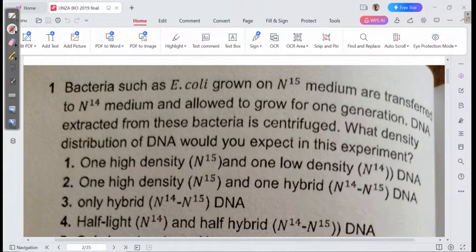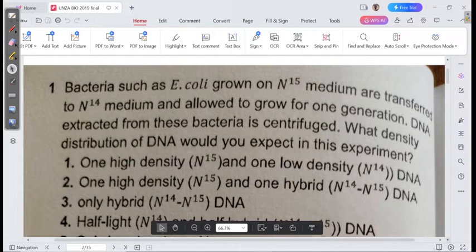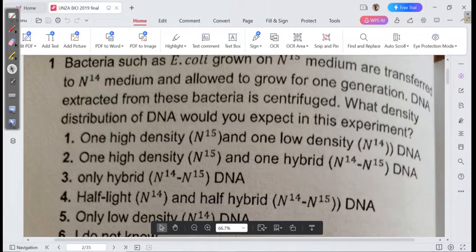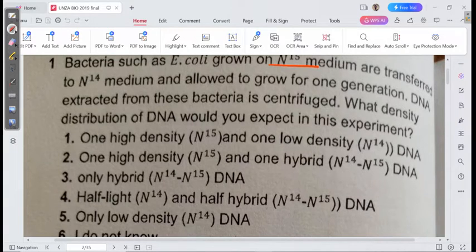I'm sure some of you who have registered for these videos have watched the video here. There's already a video where we have explained this experiment. So now we are saying that bacteria was allowed to grow in a medium which contained heavy nitrogen, which is nitrogen 15. Then after some time, this bacteria was transferred into a medium which contained light nitrogen, that is nitrogen 14. So what density distribution would you expect this experiment to have after centrifugation? That is the question.